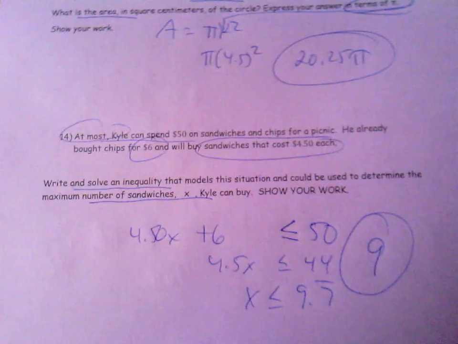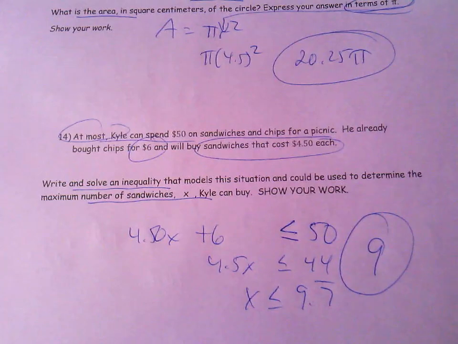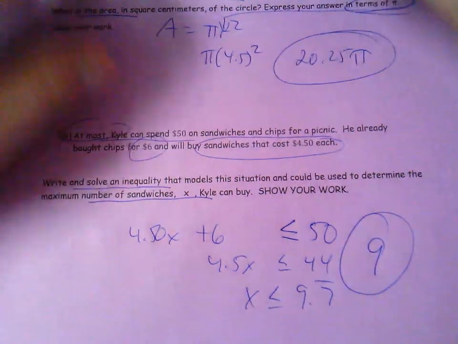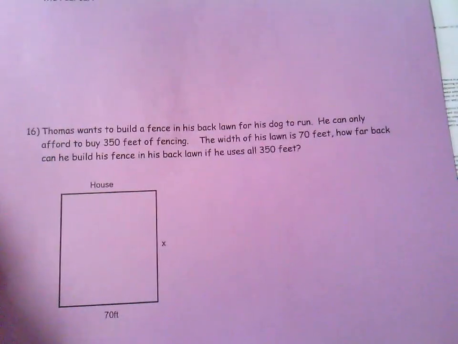Having some issues with the calculator. I get x is less than or equal to 9.7, but it's got to be less than that. It's not a rounding issue, so he can buy 9 sandwiches, and that's it. Hold on, I became unfocused. There it is. All right, moving on. Number 15.